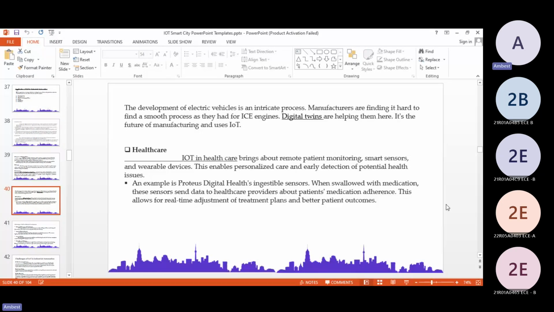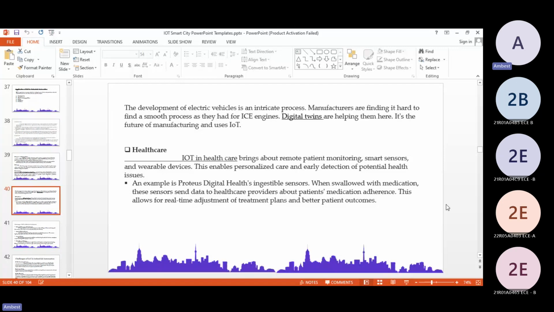Oh yeah, sorry. So this brings remote patient monitoring and smart sensors, which operate so many of our tests in hospitals, and wearable devices. This enables personal care and early detection of potential health issues. Examples are things like British Digital Health and useful sensors.